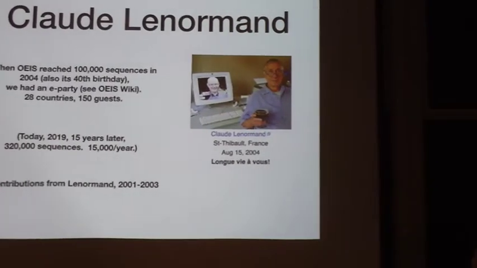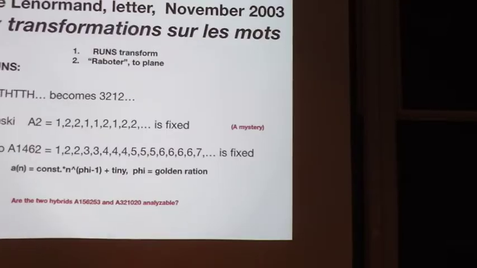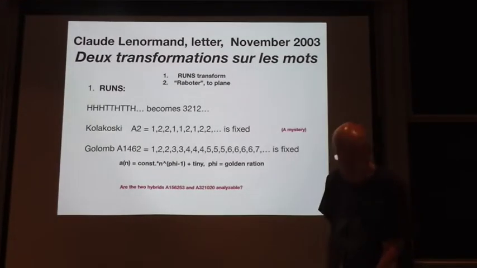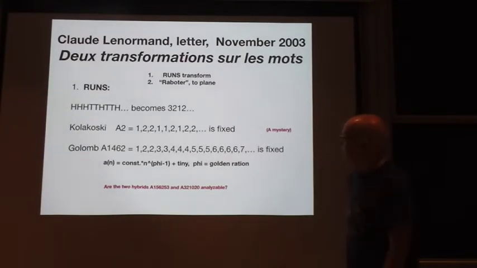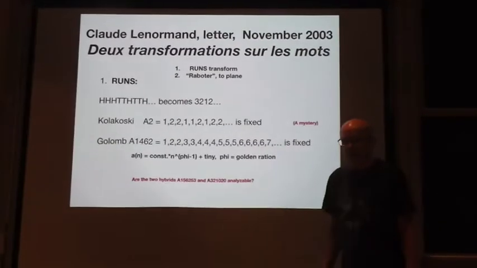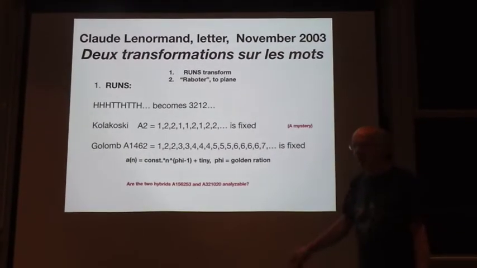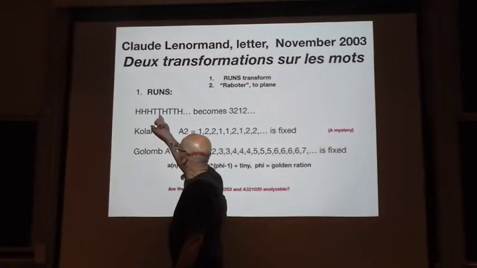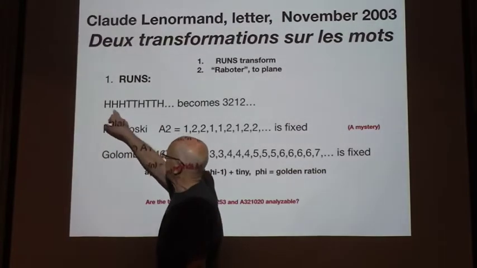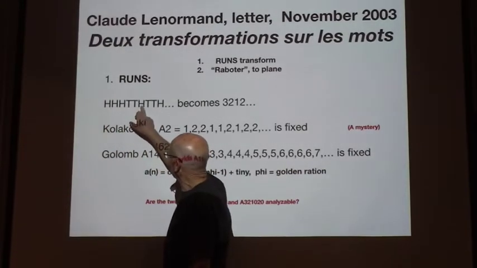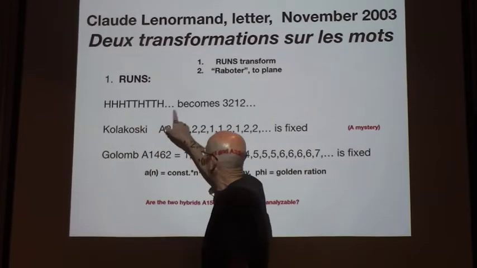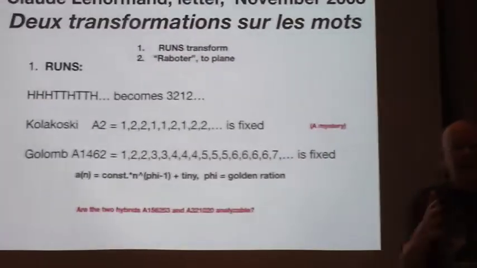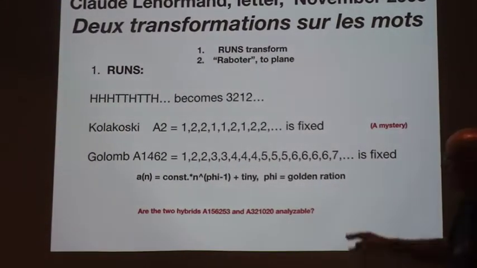And the other day I found a letter from him in a pile that I'd overlooked. It was a letter from November 2003, and he suggested two transformations of sequences. The first one is what he called the runs, or what I call the runs transformation. So if you're tossing coins, and you get a head, and then two tails, and a head and a tail, you look at the runs. You have a run of 3 heads, and then a run of 2 tails, 1. So you write down the lengths of the runs, and you get 3, 2, 1, 2. That's the runs transform, the lengths of the successive runs.